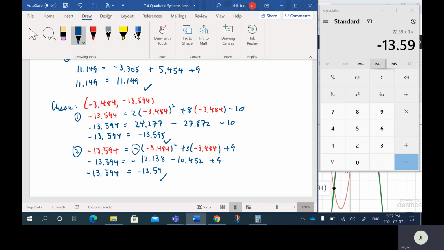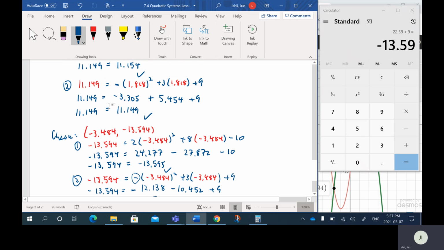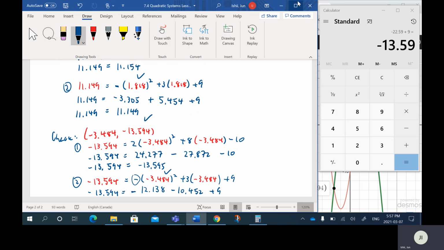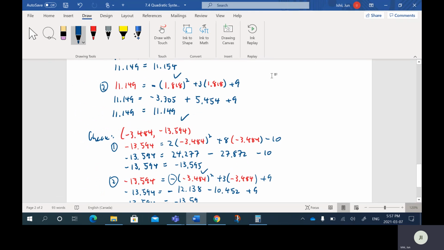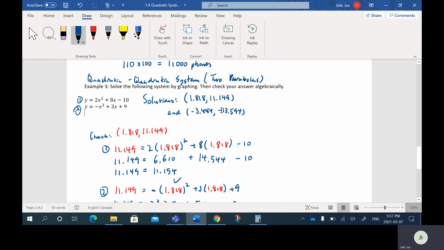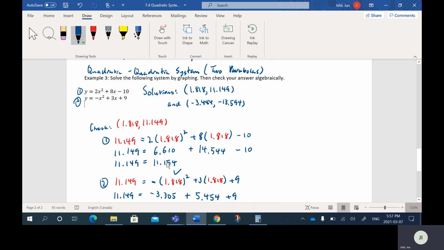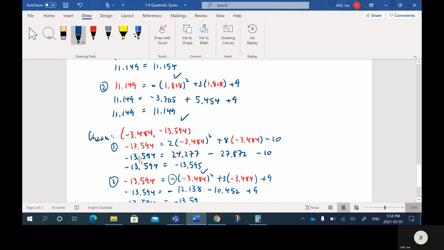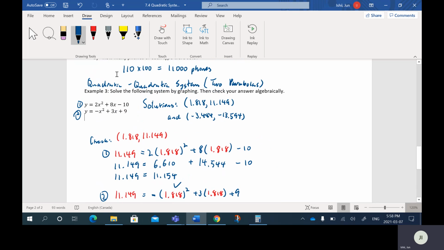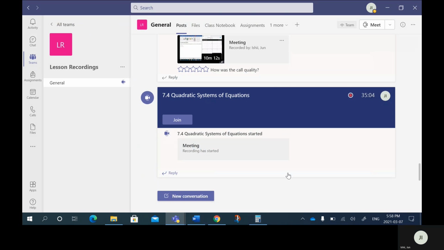So yeah, when we check it, the left side matches the right. So yeah, this is a bit of a painful one here with all the decimal places, but the principle's still the same, right? Whenever you get a solution, when you plug it in for x and y into both equations, the left side should match the right. And yes, for this one here, we have 2 solutions. Right? So a quadratic system is when we have 2 parabolas. All right, guys, so that's the final lesson of this unit.